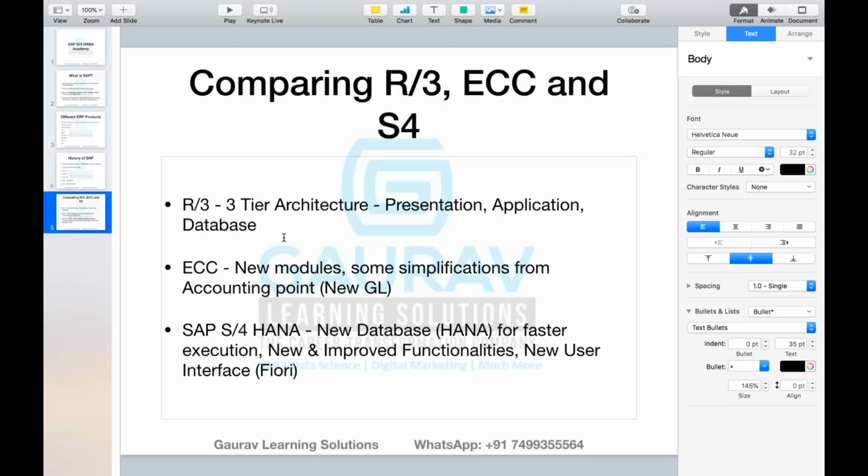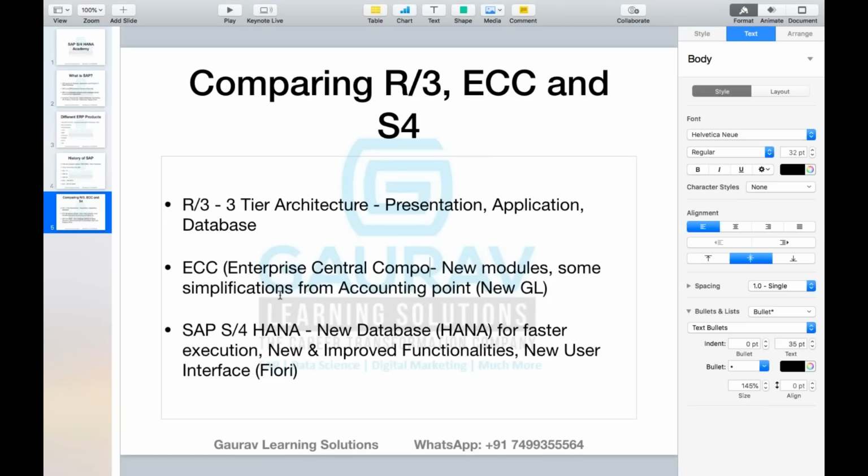Okay, so these are some of the benefits. These are some of the comparisons between R3, ECC, and S4 HANA. So the latest one is SAP S4 HANA. What is the full form of ECC? ECC stands for Enterprise Central Component. Yes.